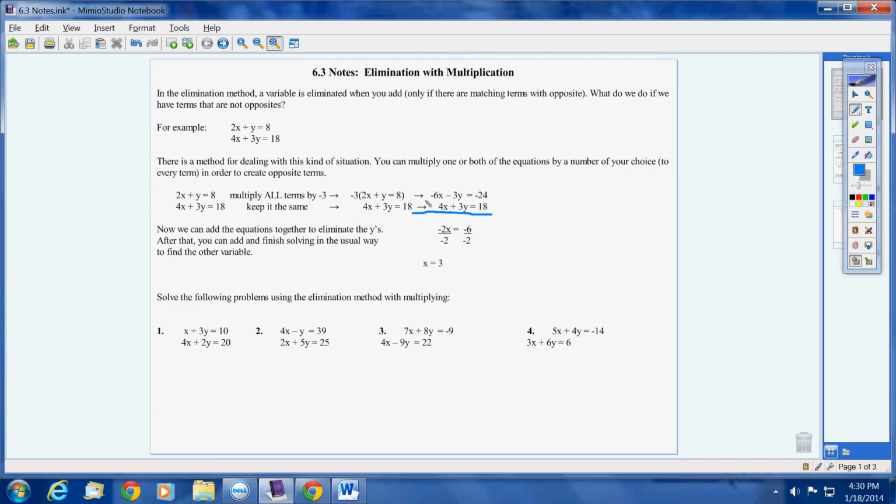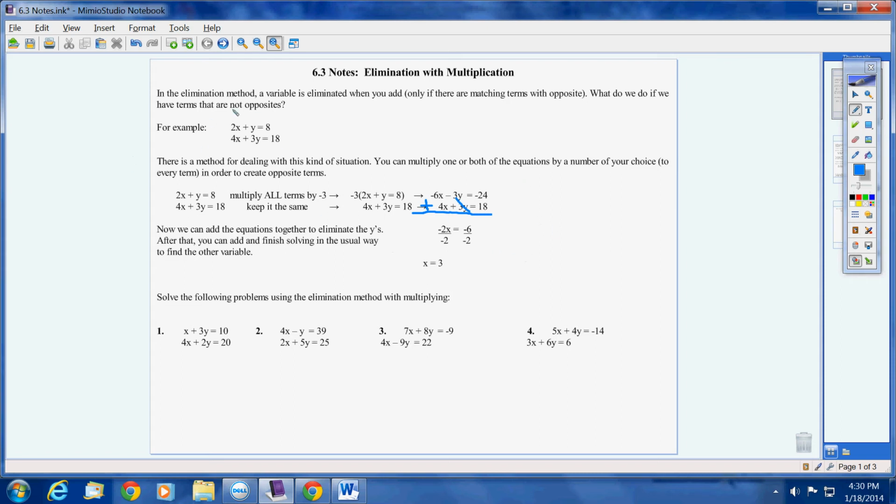Now we're ready to add the two equations together, and that's going to cancel out my y values. That leaves me with -2x equals -6, and then we divide by -2, and we get x is equal to 3. So now that we found x is equal to 3, we can go back and finish solving the usual way to find the other variable.